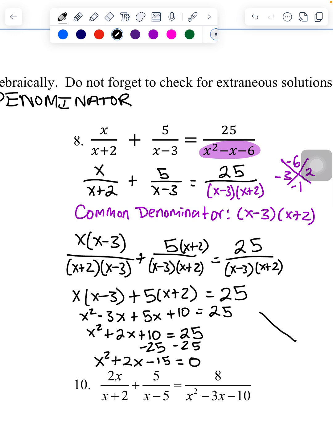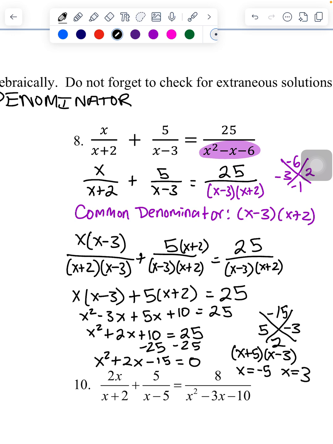Okay, so I'm going to have negative 15 on top, positive 2 on bottom. So then I will have positive 5, negative 3. So my two factors end up being x plus 5, x minus 3. So I have a possibility of x is equal to negative 5 and x is equal to positive 3.